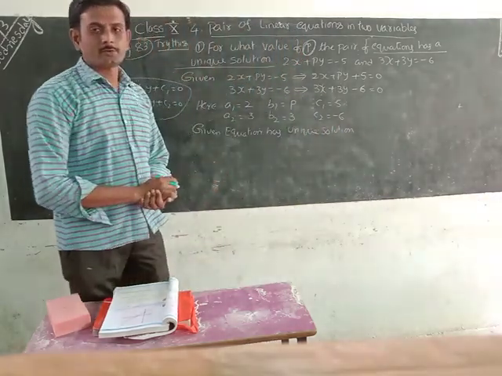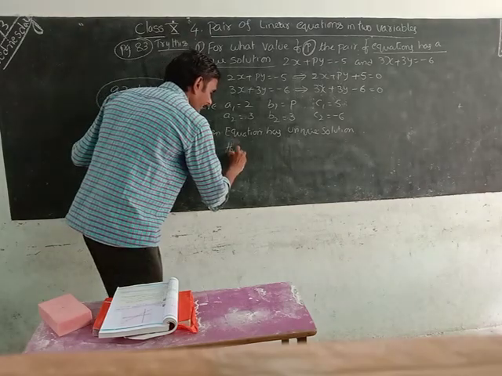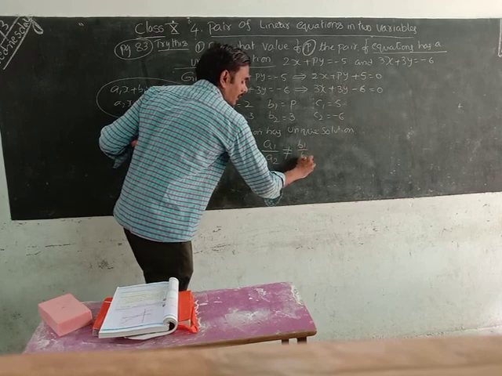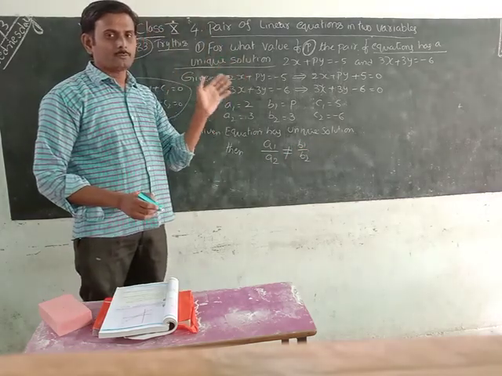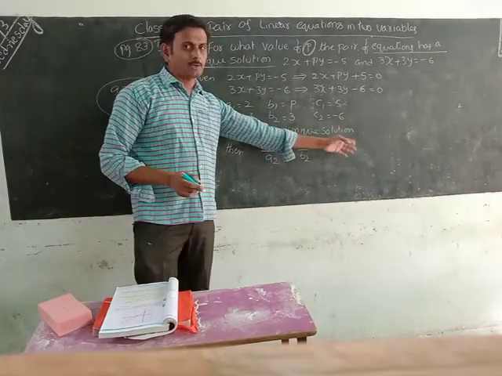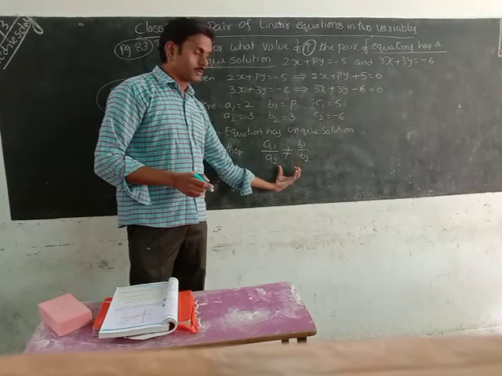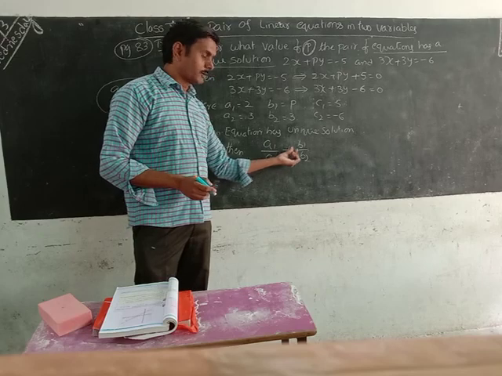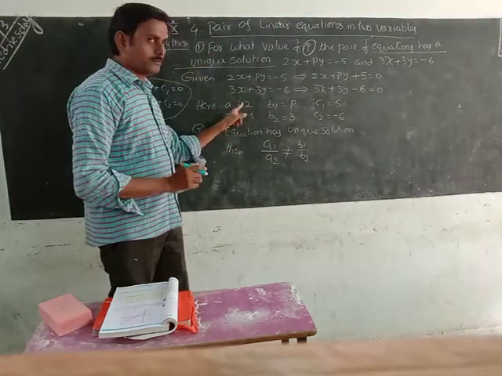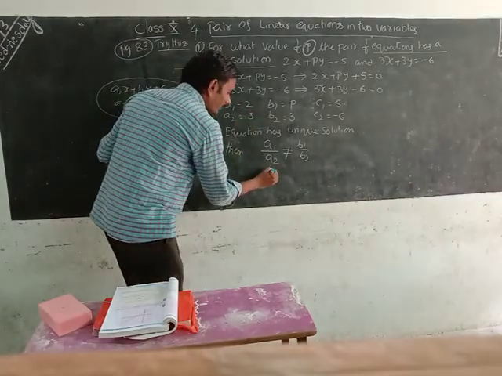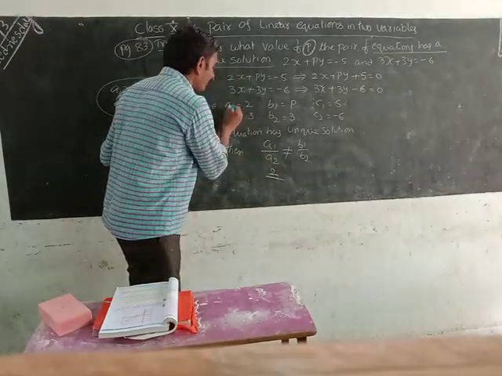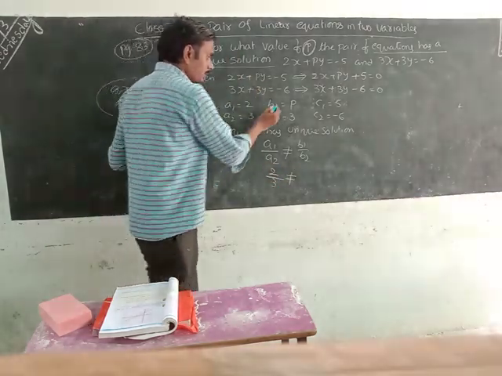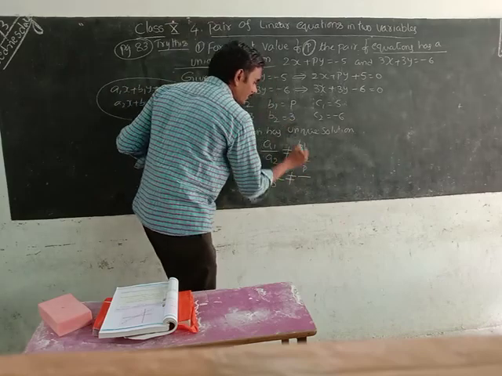So what is the condition for a unique solution? We already know the ratio: a1 by a2 not equal to b1 by b2. For a unique solution, not equal to. We take the first two ratios; don't go for c1 by c2, no need for that. For a unique solution, only compare a1 by a2 and b1 by b2. Those should be not equal. a1 by a2 means 2 by 3, not equal to b1 by b2, that is 3 by p.